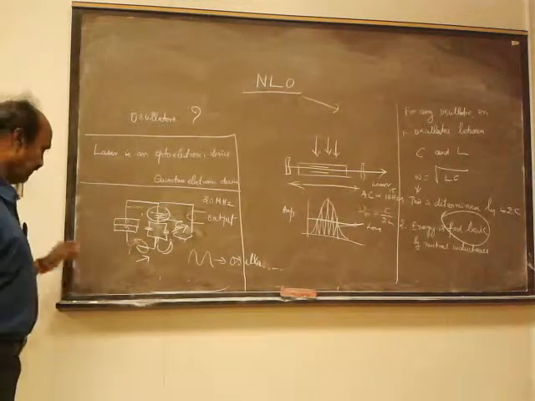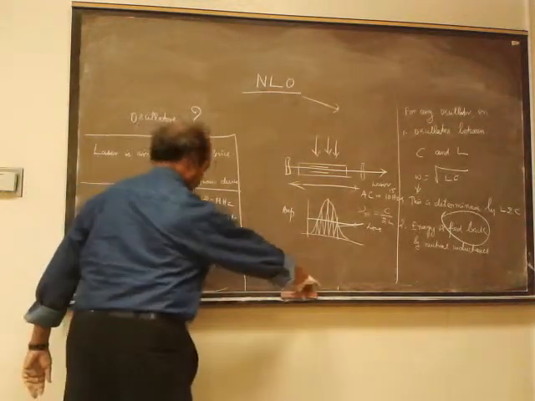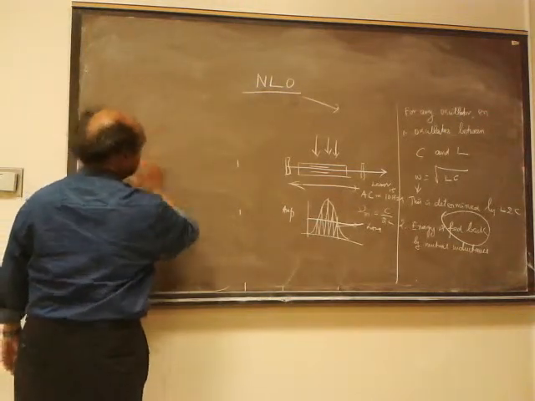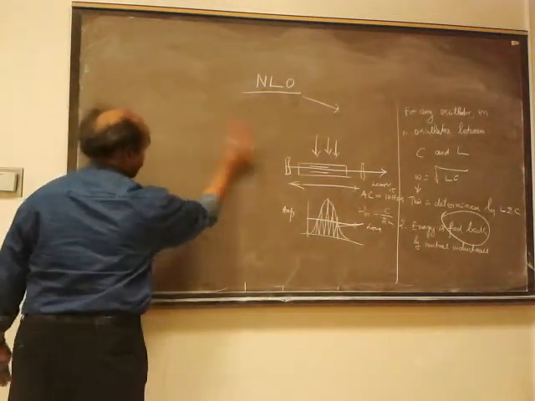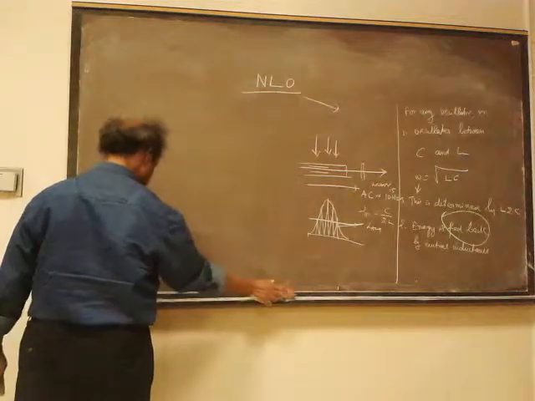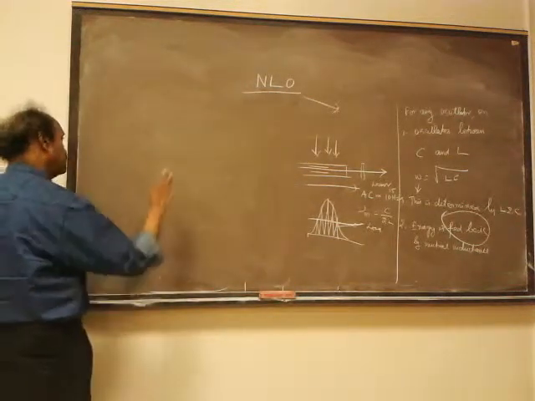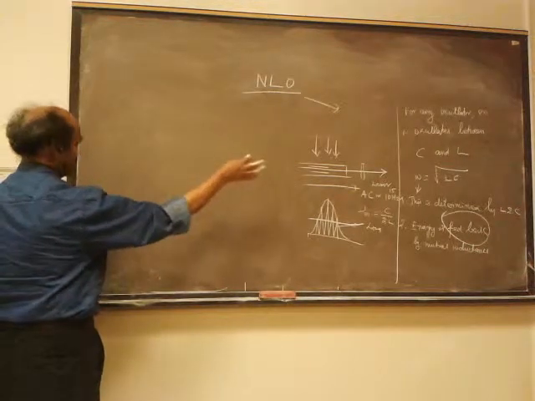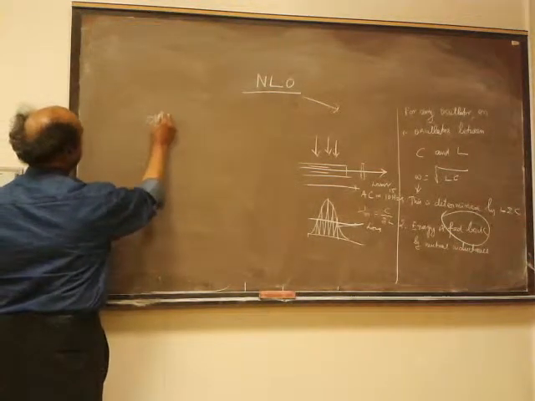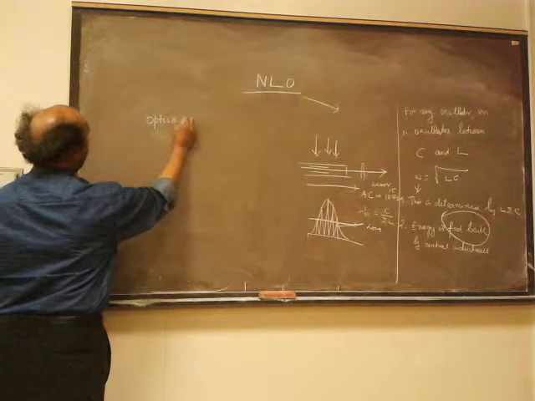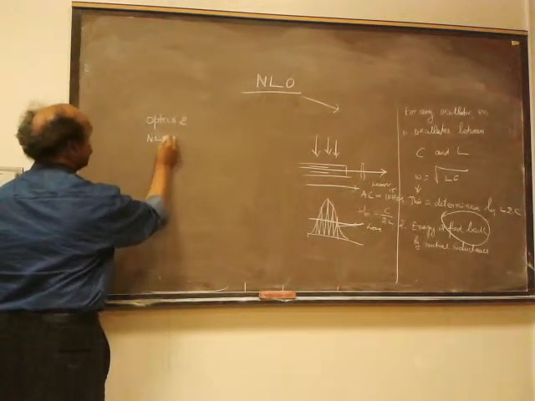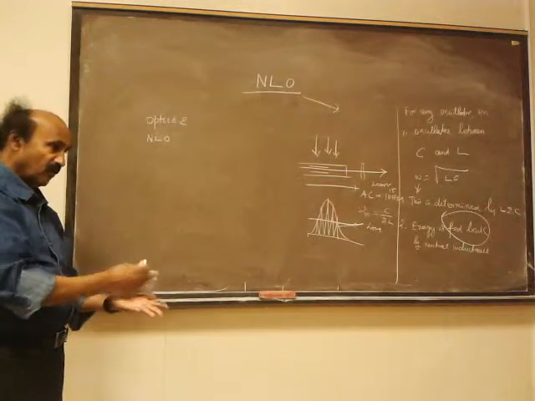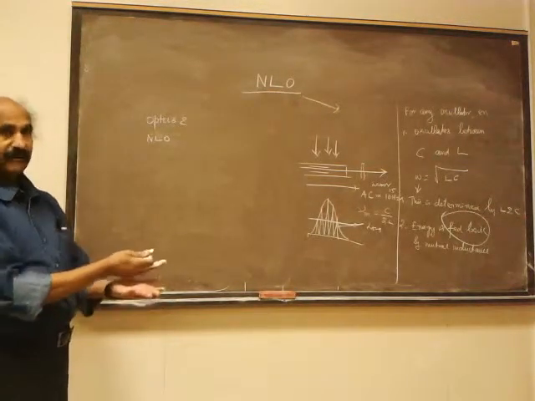Next we will go. Last lecture I gave you a question. What is the difference between optics and non-linear optics? Where is the division? At what point do you say this is a non-linear phenomenon and this is a linear phenomenon?